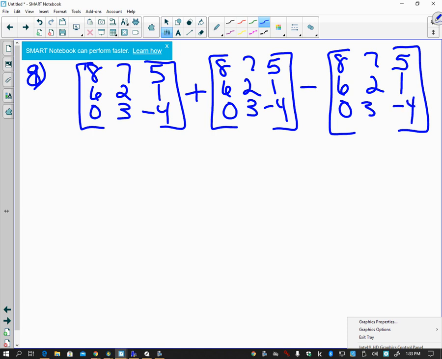So first we get 8. We bring it down here. It's going to be top left first. It's going to run across our top row: left, middle, last, times the determinant of the 2 by 2 matrix here. So 2 times negative 4 minus 3 times 1.